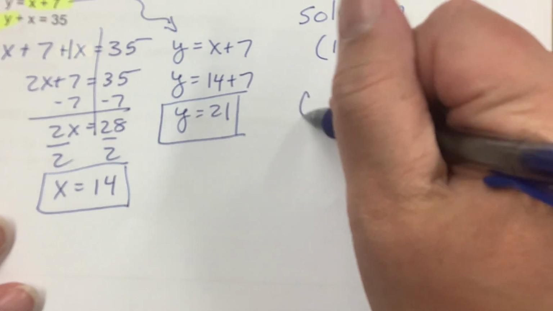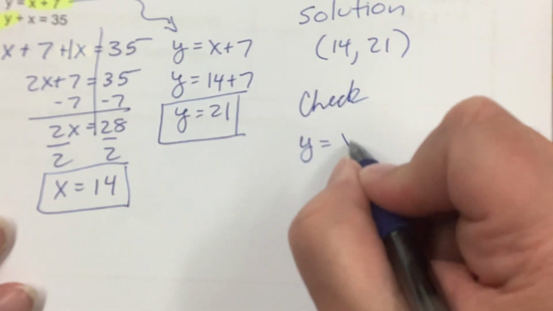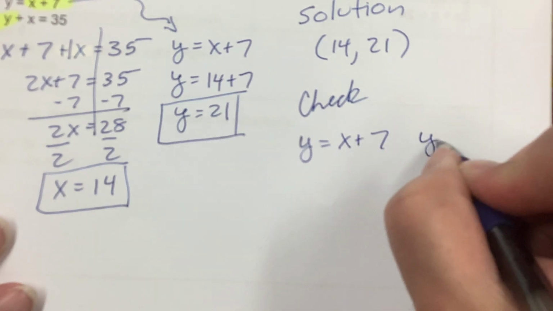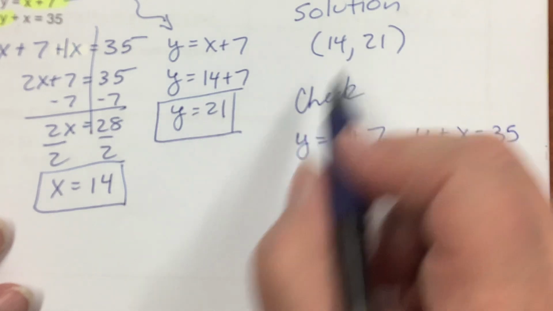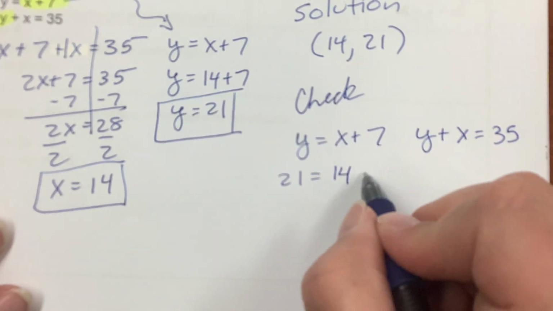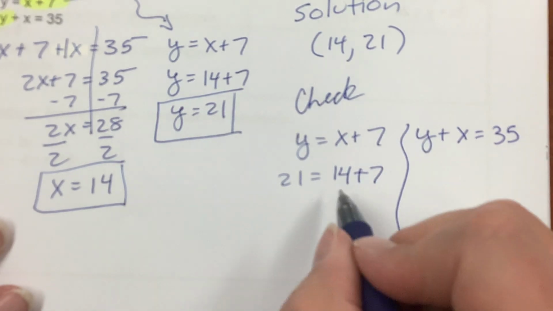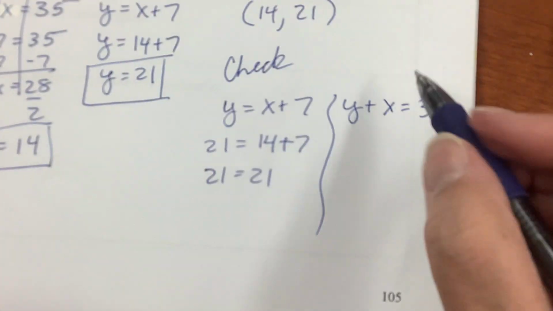Here we go, check. And I write down both equations. y equals x plus 7. y plus x equals 35. 21 where the y is. 14 where the x is, plus 7. 14 plus 7 is 21. 21 equals 21. That works.